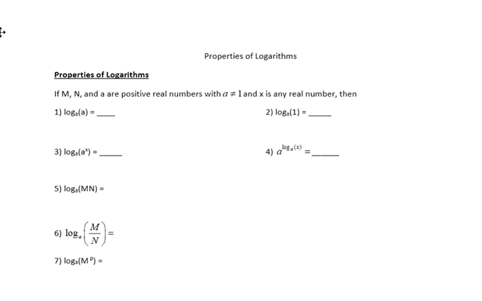So I'm going to scroll back up and fill in the first 3 answers. Log base a of a is 1. Log base a of 1 is 0. And log base a of a to the x is equal to x. Now I'm going to go to the next page, and again, I'll come back and fill in the rest of these. Let's go to the next page and do work for number 4.